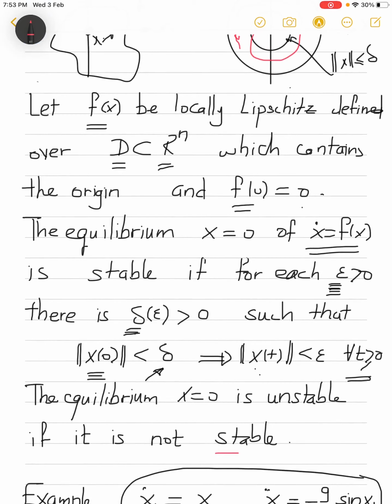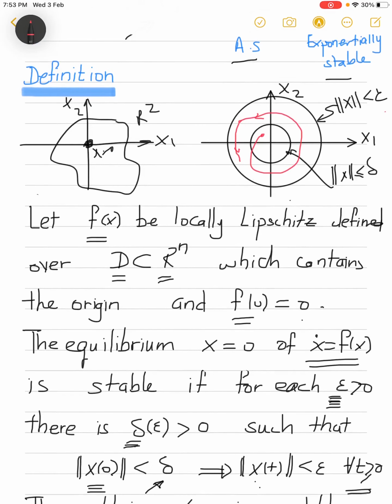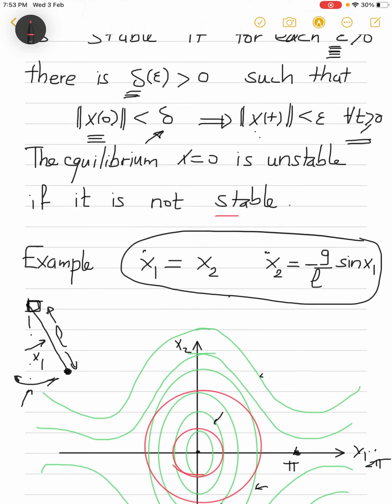However, if this cannot be found, like for some small ball of radius epsilon, we cannot find the corresponding ball of radius delta such that the solution started within delta will be confined within the ball of radius epsilon, in that case, we say that the system is unstable. Now let us look at an example to illustrate the concept.